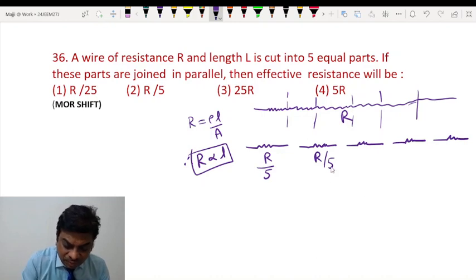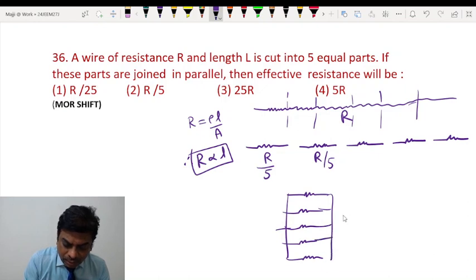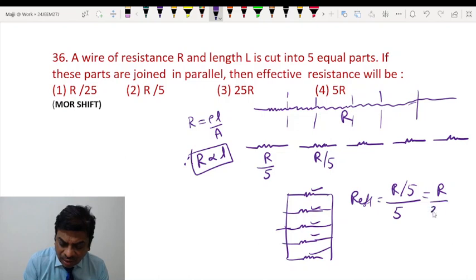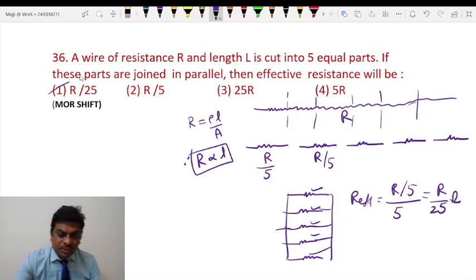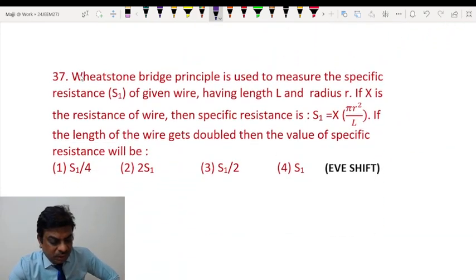Now you arrange all of them in parallel. So when you arrange all of them in parallel, then you know that the resultant will be any one of them divided by the number of resistors. Number of resistors is 5. So finally we have R by 25 ohm. Option 1. Moving on to the next question.